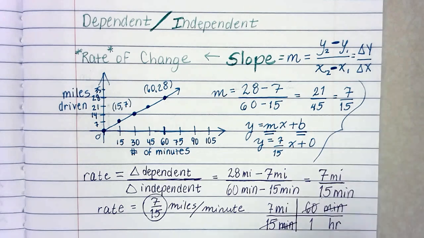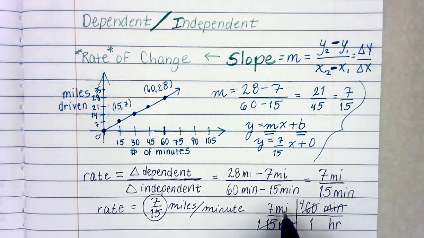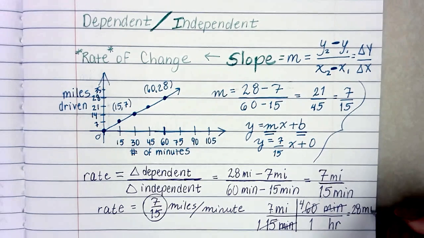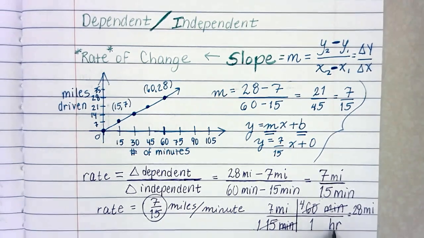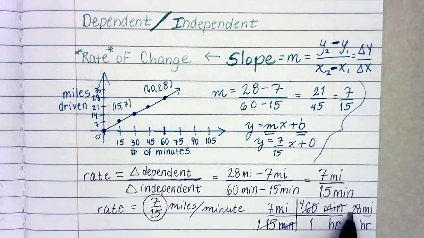15 and 60 can reduce. This will become a 1 if that becomes a 4. And what do we get from this now? 7 times miles times 4. What does that say? Well, I can see 28 miles. 1 times hour. Well, that's just an hour on bottom. So you can look at your speed or your rate as 28 miles per hour.